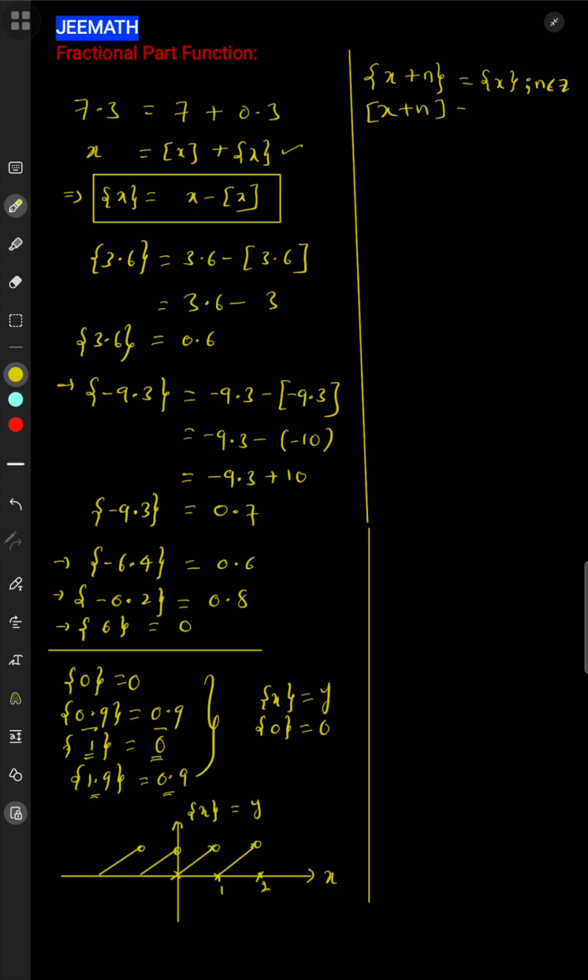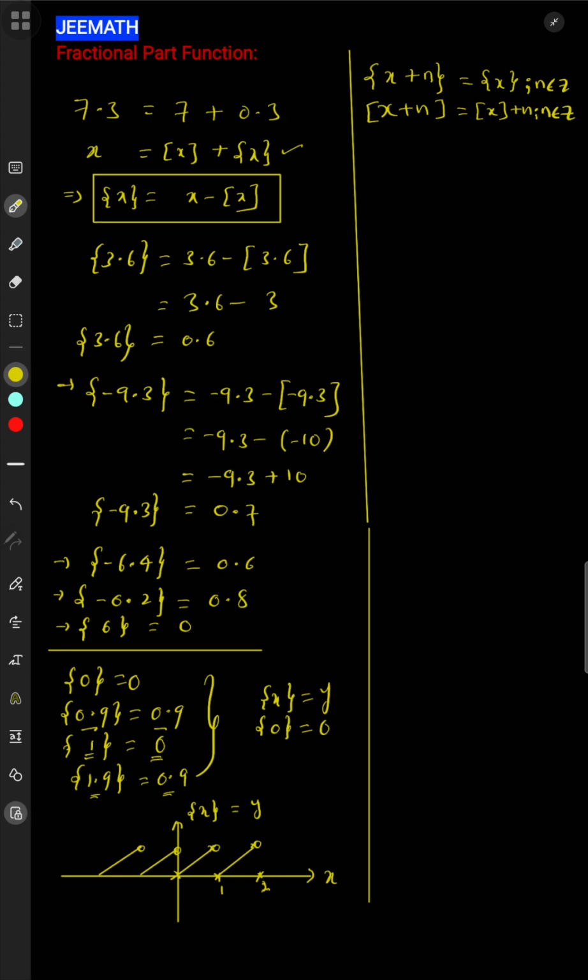Okay, next see here, but for step of x plus n, step of x plus n will be step x plus n. So you have to write n outside, when n belongs to Z. So these are some important properties of the fractional part function and the greatest integer function.